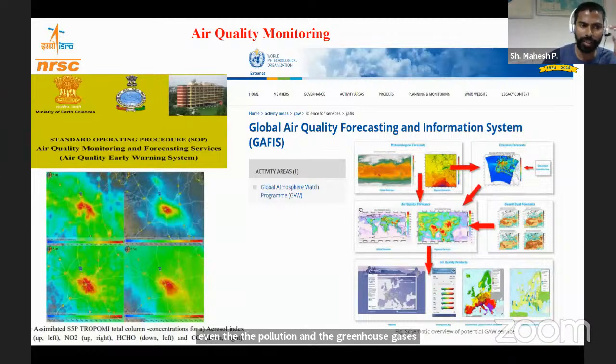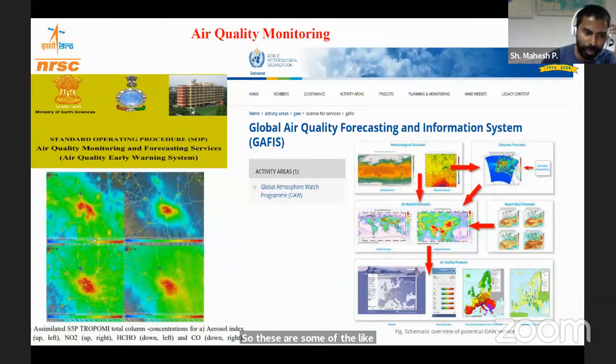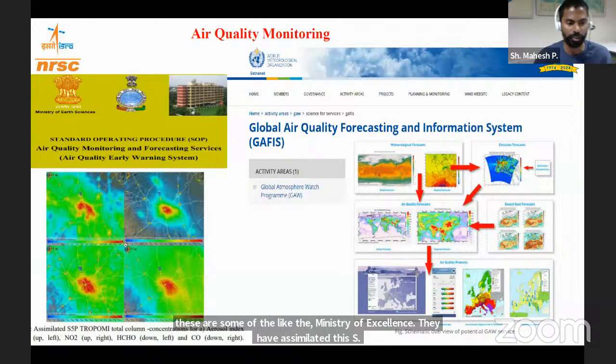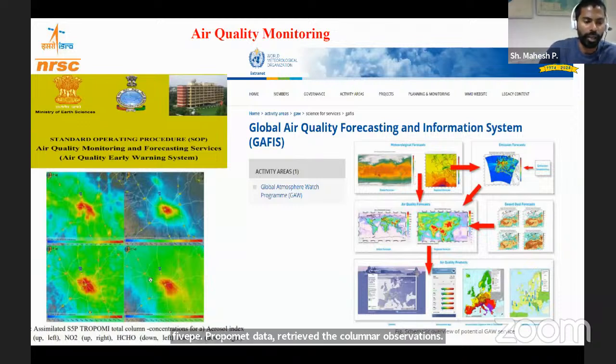So these are some of the products where the Ministry of Earth Sciences has assimilated the Sentinel-5P TROPOMI data, retrieved columnar observations of aerosol index, nitrogen oxide, formaldehyde (HCHO), and carbon monoxide. These parameters have been used to see the hotspots of air pollution.